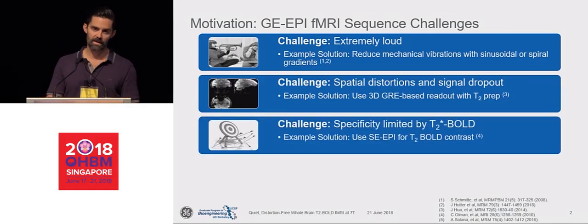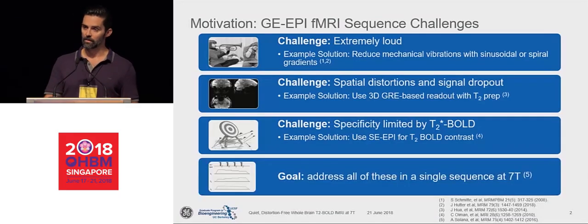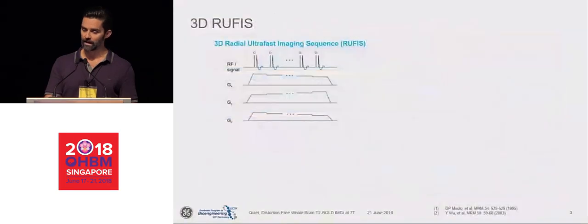And third is specificity. So gradient echo EPI is sensitive to T2* BOLD, which means you're going to have contamination in your BOLD activation patterns from the large draining veins. What you really want is your signal to come from the capillary bed, which is close to the site of activation. And you can get that contrast if you use a spin echo EPI. But again, it's going to be loud, and you're going to have some spatial distortions at 7 Tesla. So the goal of this talk and of this work is to try to address all of these challenges in a single sequence.